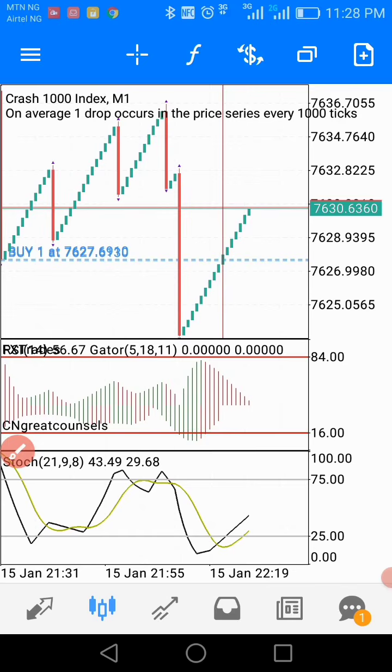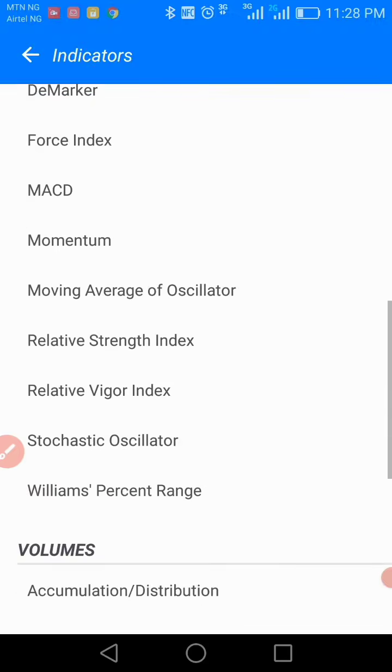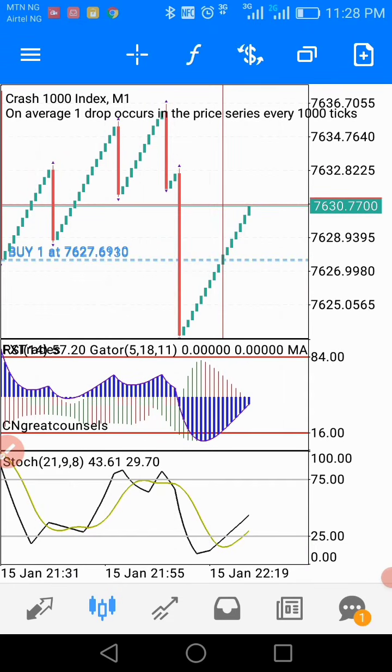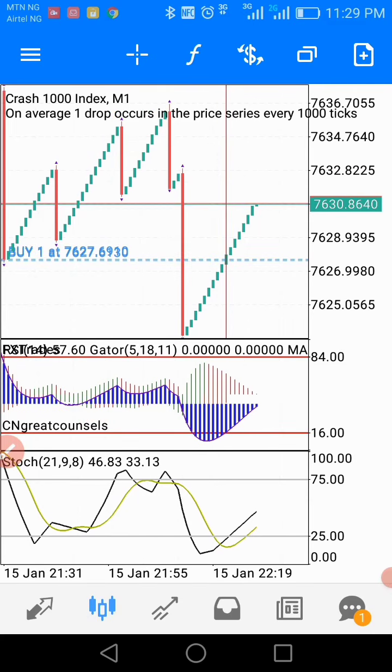Now let me quickly add the MACD again so that we'll continue. So if I add the MACD, you discover that there's a blending. Now indicator window 1, the MACD, the parameters are there already. Have you seen that there's a blending whereby the bars of the Gator are not extending to the down? Okay, there's a perfect blending.